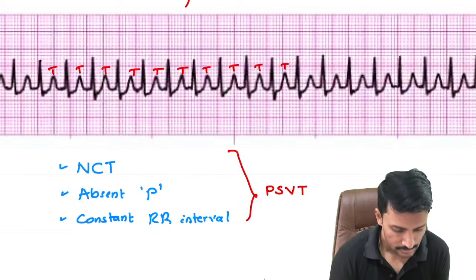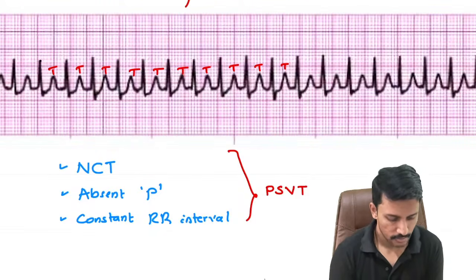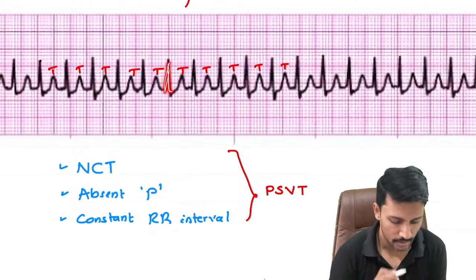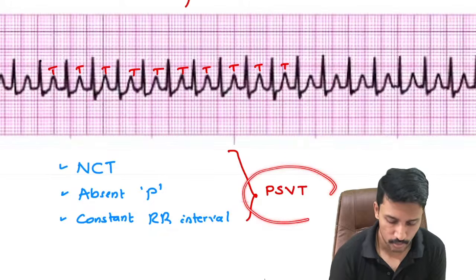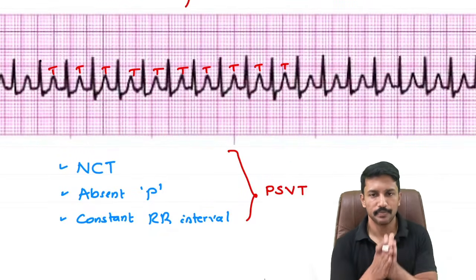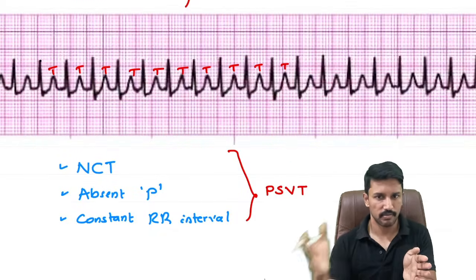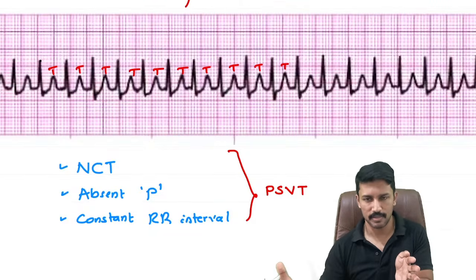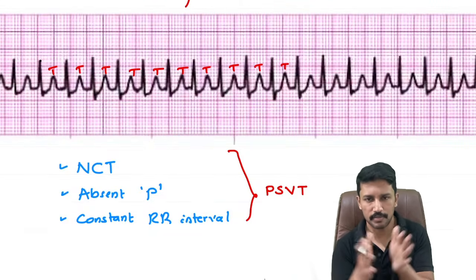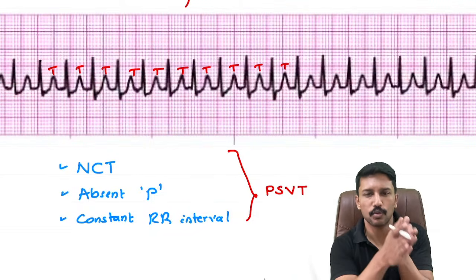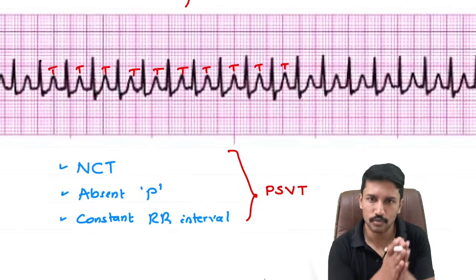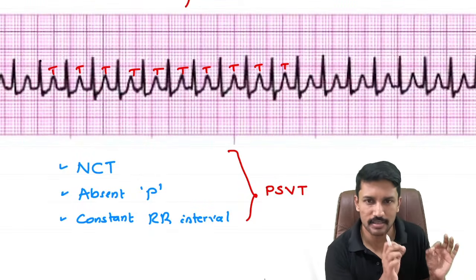Okay, and P waves were absent and the complexes are narrow. So keeping all that in mind, we made a conclusion that this is PSV, right? Arrhythmia is there because P waves are absent. It's not normal sinus rhythm. Once the P waves are absent and we have concluded that this is an arrhythmia, we looked at the QRS. QRS is narrow, so we are applying the narrow QRS algorithm.